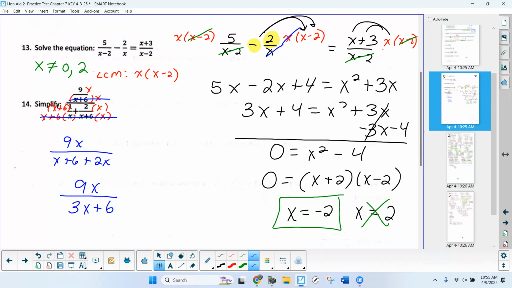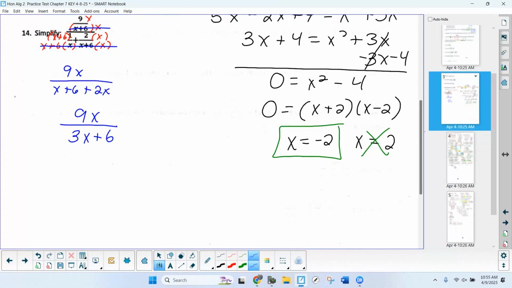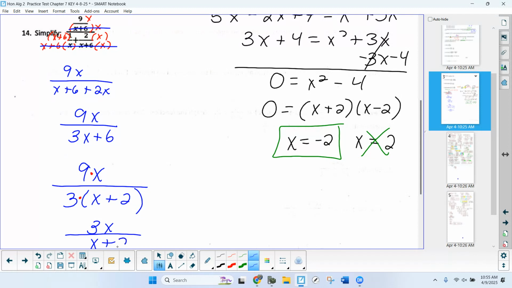Now be careful. Can I divide the 9 and the 3? No. But can I simplify this? Yeah. What factors out of the denominator? When you do, what do you have left? x plus 2. Now I have a multiplication sign and a multiplication sign. So can I reduce 9 over 3? Oh, yeah. What does 9 divided by 3 give me? 3. So I have 3x on the top, x plus 2 on the bottom.